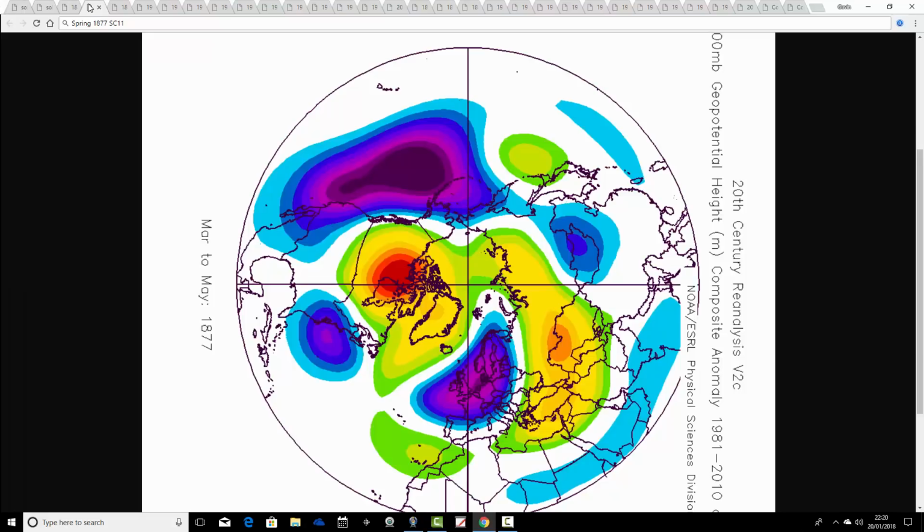The next spring is 1877, and it's from solar cycle number 11, 2 years before the solar minimum of solar cycle number 11. This is what we see, and again we've got above average heights around Greenland, so again a bit of a blocking signal. We've got below average heights through much of northern and western Europe, and again you'll think this is quite a cool, quite an unsettled looking spring in the spring of 1877.